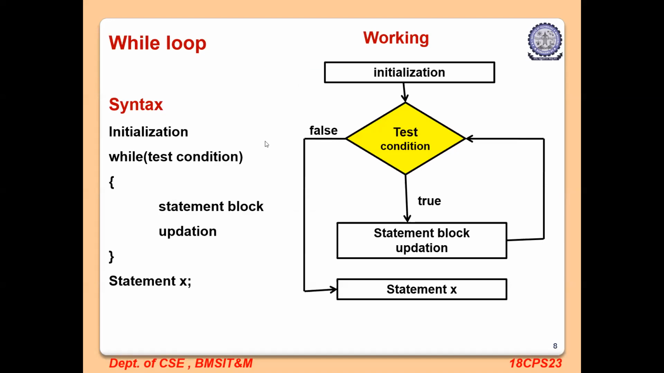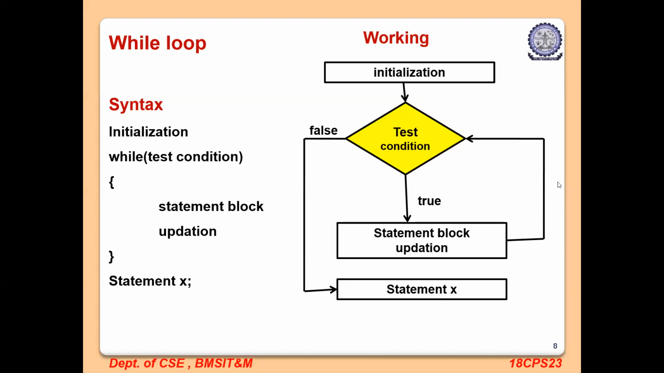So this is how your while loop format, or the syntax, is. You have the initialization statement, and then you have the while keyword, followed by the conditional statement, and we embed the statements that have to be executed in a loop within flower brackets, and then the remaining statements in the program follow.